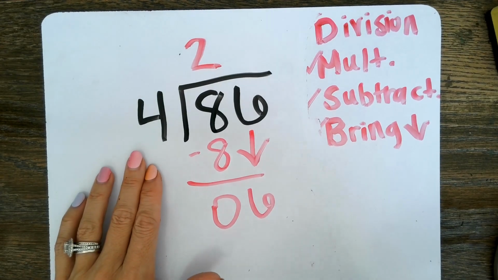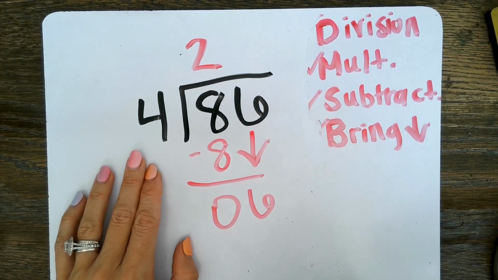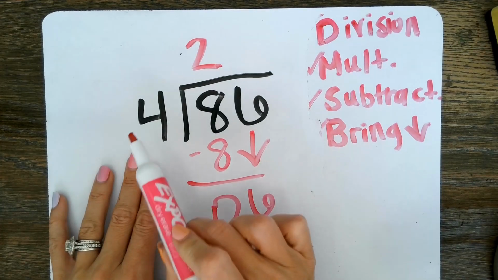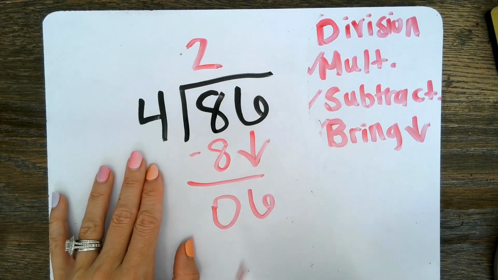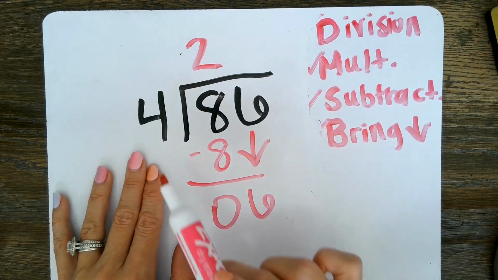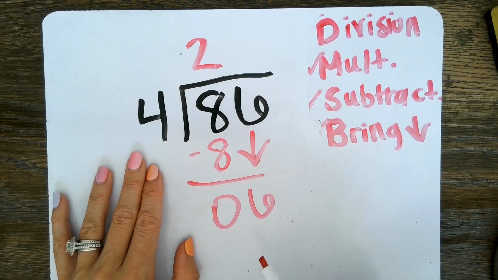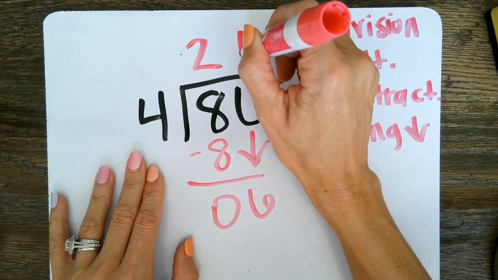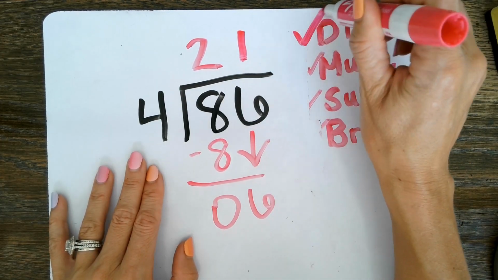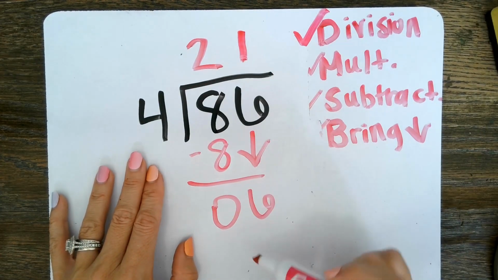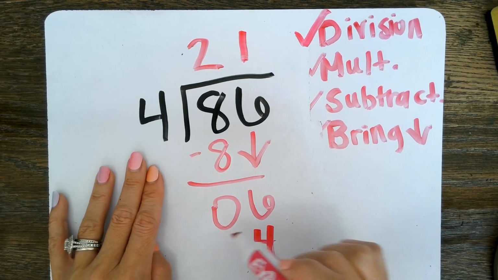6 divided by 4. Obviously, it can't be done perfectly, but another way to ask this is how many times does the number 4 go into the number 6? Or how many groups of 4 can we pull out of the number 6? The answer is 1. So that was our division step. 1 times 4 is 4.